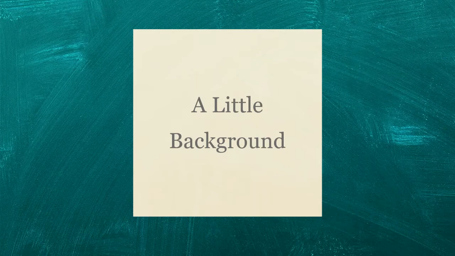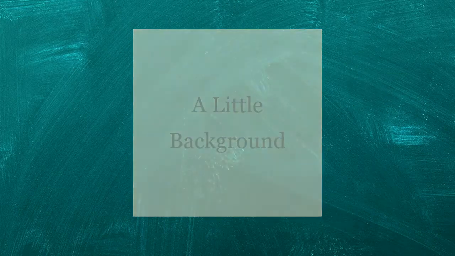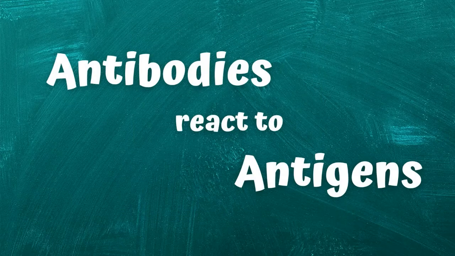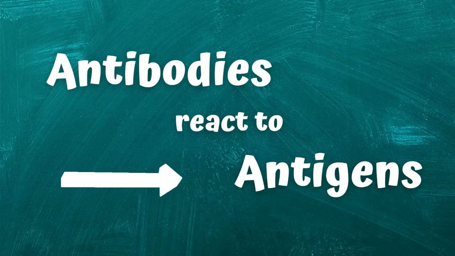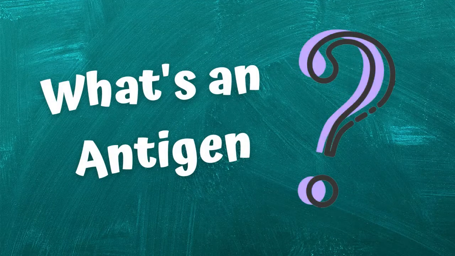Now, there's something very important that you need to understand before we can go any further. Antibodies react to antigens. Antigen stands for antibody generation. So if antibodies react to antigens, then what's an antigen? An antigen is anything. It could be anything that triggers antibody production.